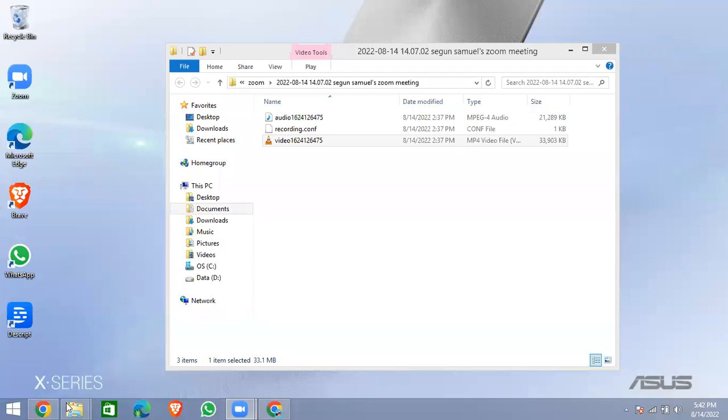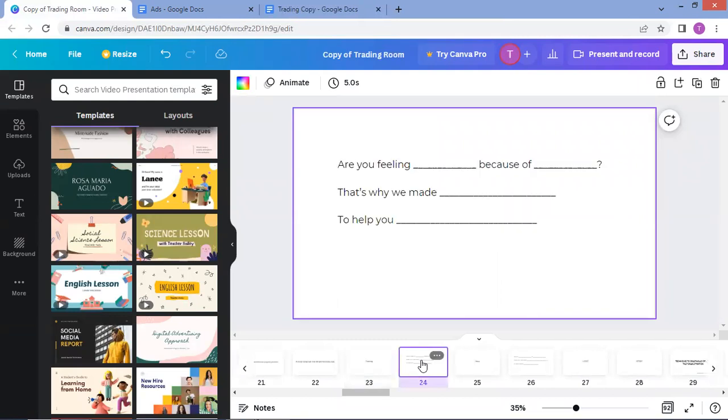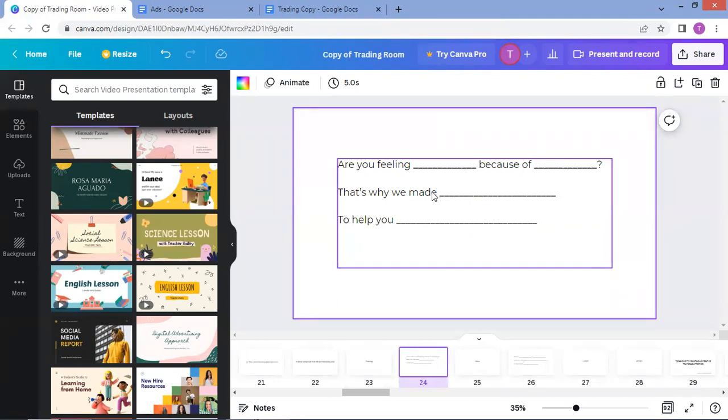Okay, so I'm going to come here and show you some templates that you could use. So when it comes to feel, right? How are they feeling? So you can say, are you feeling tired because of, oh, are you feeling frustrated because of consistent losing trades? That's why I created this particular video, the trading edge video, or the WPS trading edge video, to help you learn how to pinpoint the winning trade in the market before the market opens or before everyone does, something like that, right?